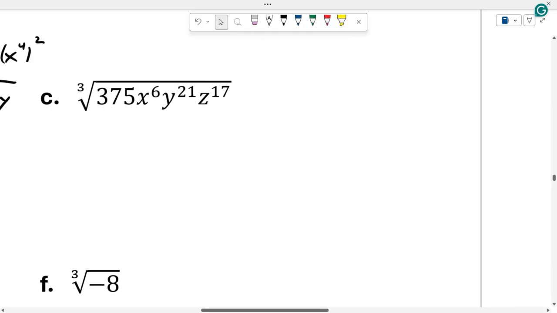All right, C. C is probably the hardest part of question 11, so let's just dive right into it. On the one hand, C is similar to B in that we've got a root and a coefficient, we've got x's and y's and z's and whatever. The big change with C is that we are no longer dealing with a square root. We are dealing with a cube root.